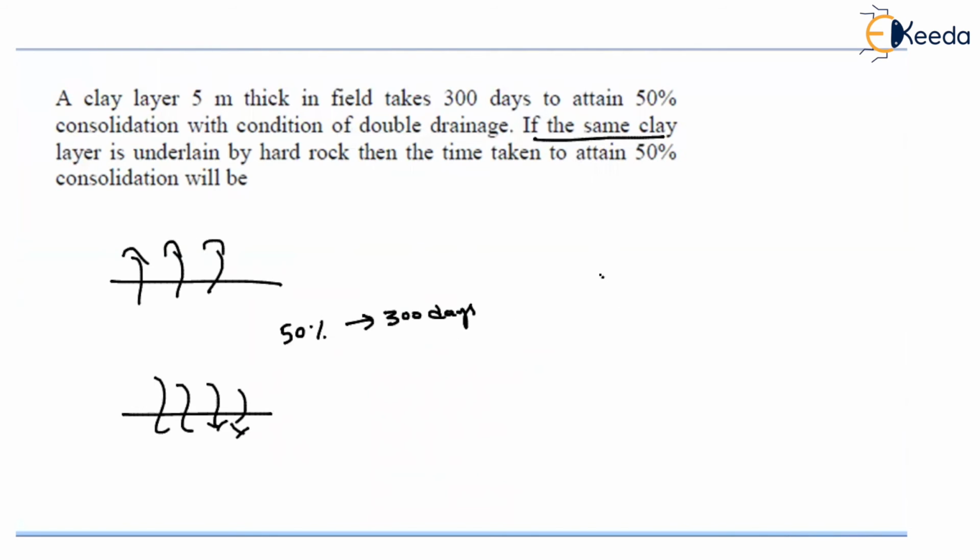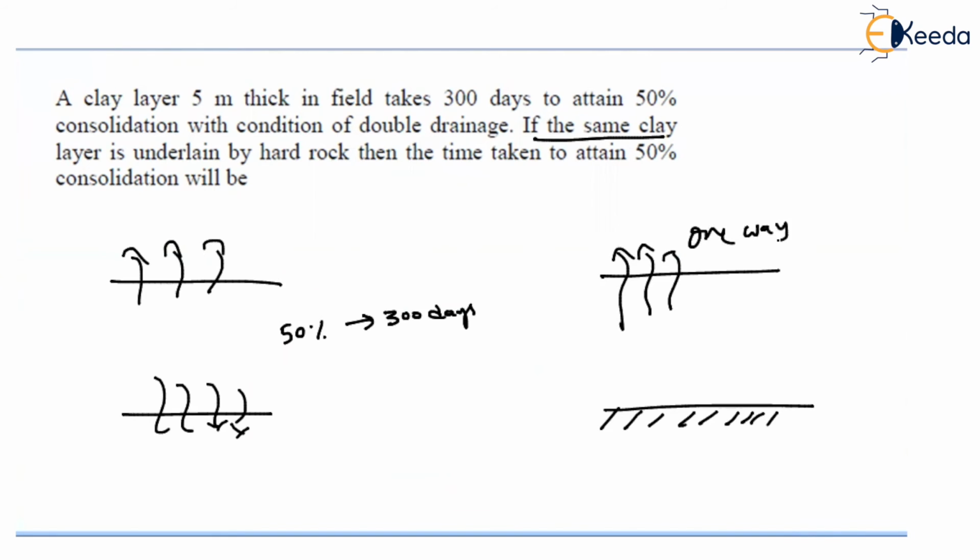If you are taking the same clay and it is underlain by hard rock, what is the difference between these two? As it is underlain by hard rock, our drainage path will be one-way. That is the difference. So what is the drainage path in this case? For the first case, 5 by 2, as it is double drainage, is nothing but 2.5 meters. Here it is a single path, so the drainage path is nothing but 5 meters.